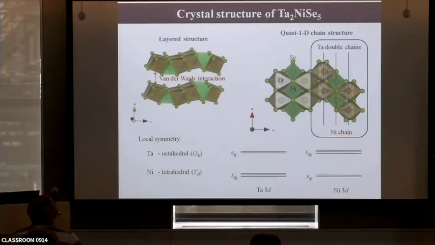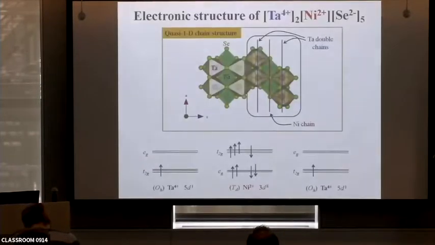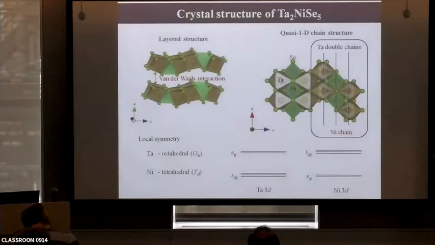It is noteworthy that the tantalum atom is surrounded by selenium atoms octahedrally, but the nickel atom is surrounded by selenium atoms tetrahedrally. Therefore, the tantalum d level is split into the low-lying t2g and high-lying eg levels, but the nickel d level is split into the opposite order.